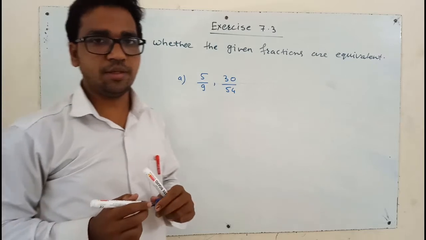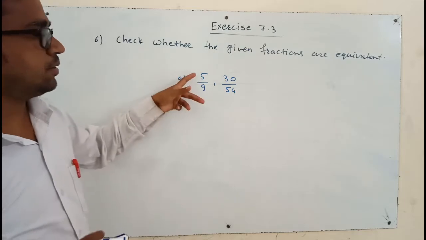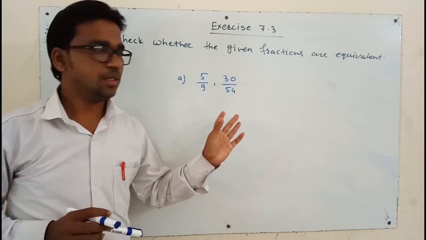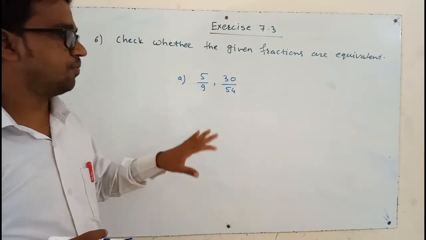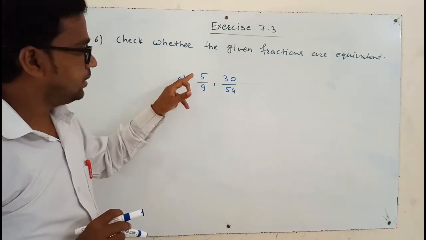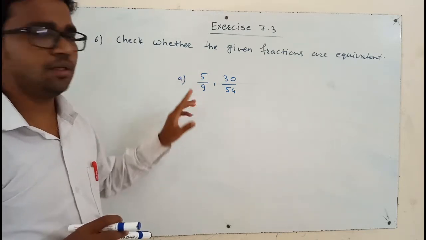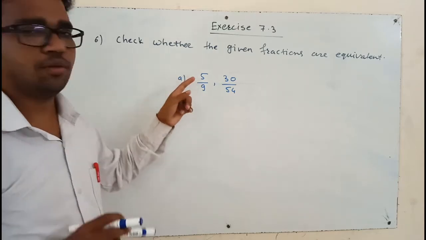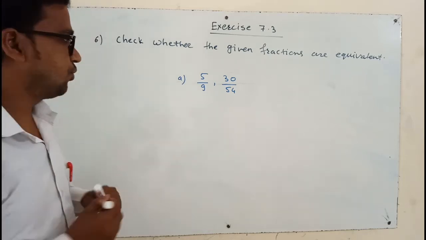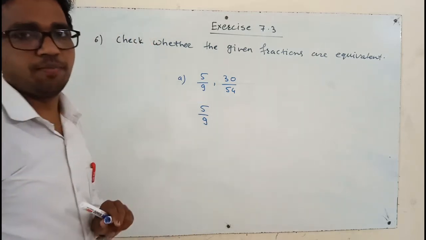So one simple method is there. What is that simple method? First of all, we have to check whether each fraction is in its simplest form. So 5 by 9 is in the simplest form. How? Here it is 5, here it is 9. Both numbers do not come in each other's table. 5 has the table of 5, 10, 15 and 9 has 9, 9 twos are 18. So 5 by 9 is already in the simplest form.